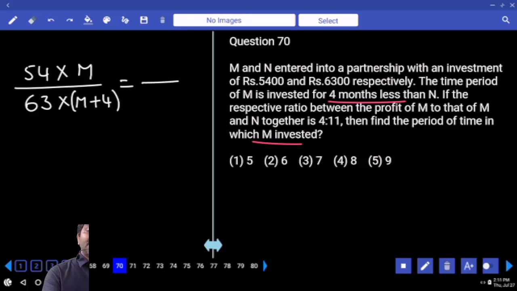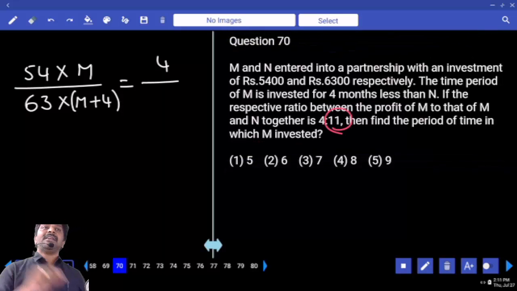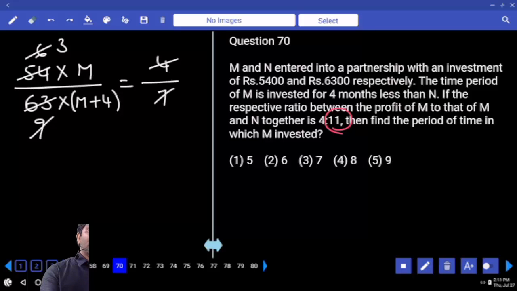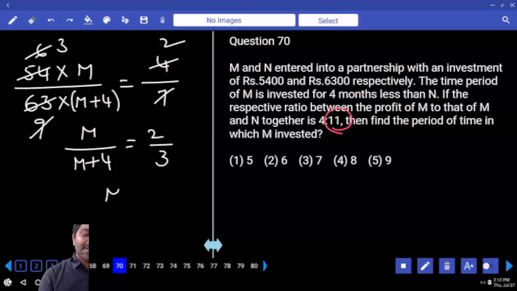M's profit is mentioned as 4, whereas M and N both together it is 11. So out of 11 parts, 4 parts belong to M. Remaining 7 comes here. 7, 9 times, 9, 6 times, 2, 3 times, 2 times. That means M by M plus 4 is equal to 2 by 3 only. M is equal to 8.